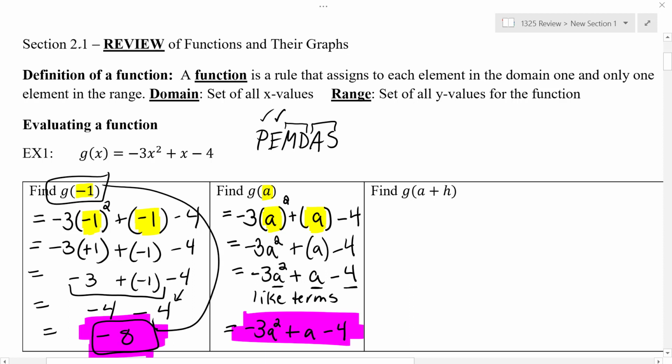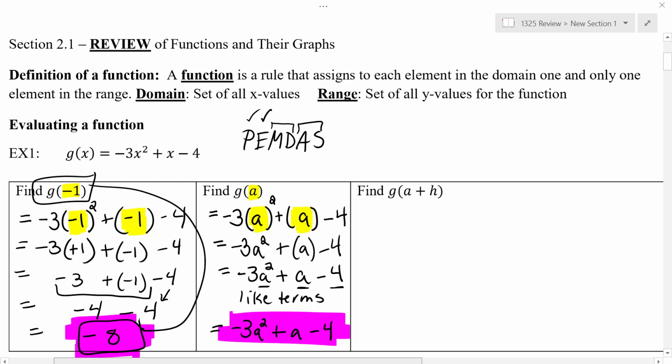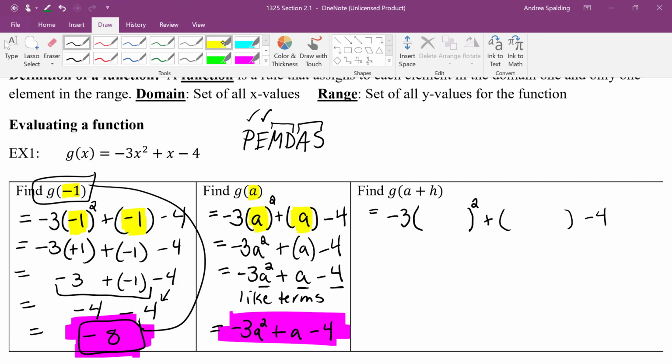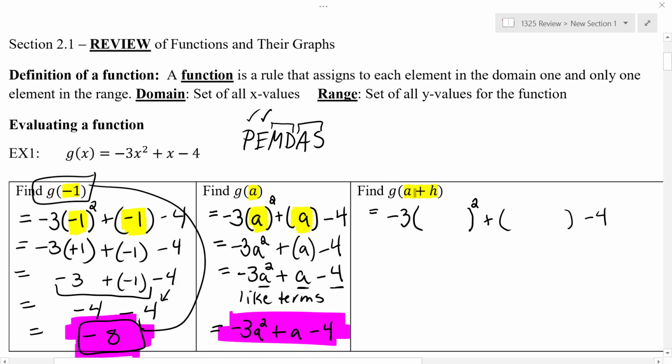The last of these three evaluations is the most interesting. The first step, though, for evaluating is the same as it was before. To find g of a plus h, I am going to first write out the function g, replacing all of the x's with parentheses. So that's negative 3 parentheses squared plus parentheses minus 4. You'll notice that I gave myself a little bit of room there, and that's because I am going to put in a plus h into all of the parentheses on the right hand side of that equal sign.